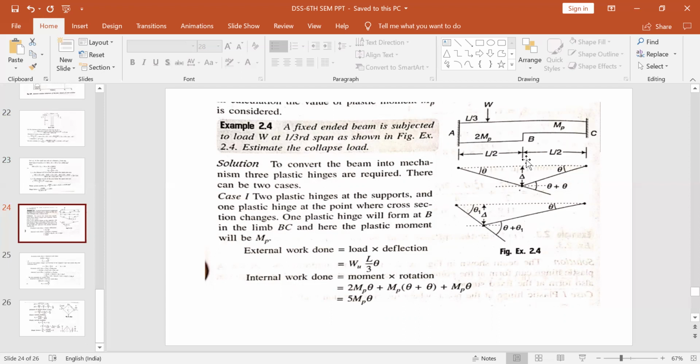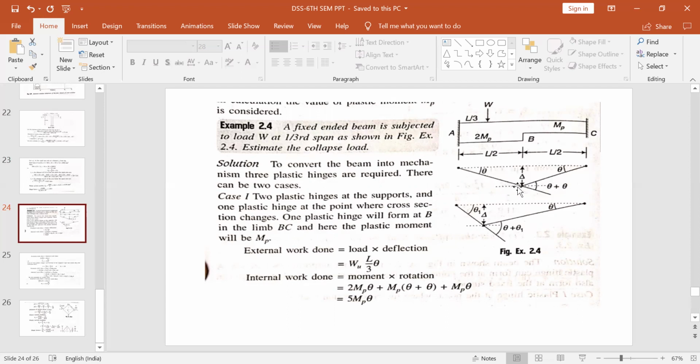So here two cases will arise. First case is two plastic hinges at the supports and one plastic hinge at the point where the cross section changes. That is, the cross section changes here, exactly at the center. So one hinge here, one hinge here, and one hinge here. So this will be the deflected shape of this beam. So this deflection is delta. Now rotation about this, since this is a hinge, will be theta. Same distance, since this is similar, this will also be theta.